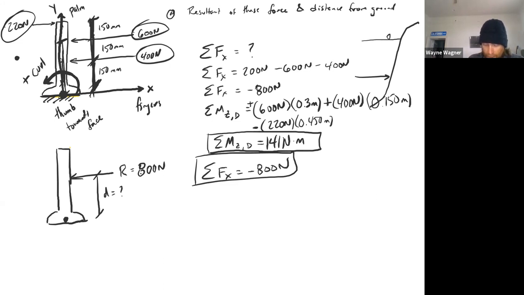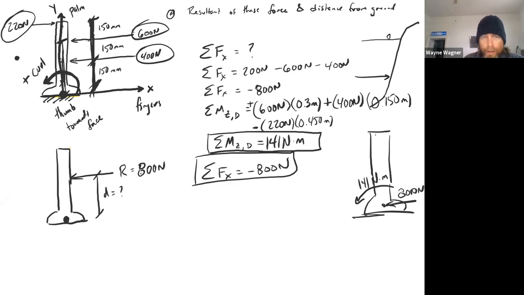If I wanted the equivalent force and couple at the bottom, I could easily write an equivalent system like this. I could say it's equivalent to having a force going this way at 800 newtons and a moment of 141 newton meters. That's positive, so that's going to go that way, 141 newtons times meters.